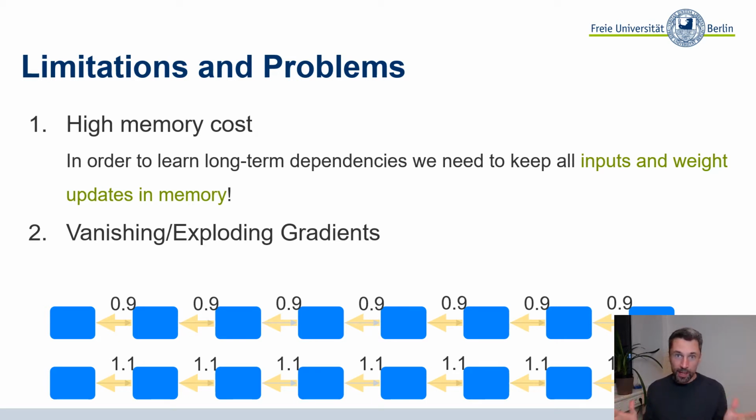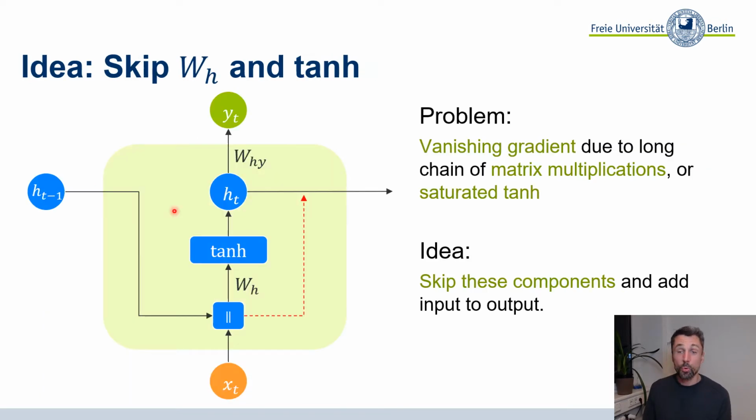But the sequence length isn't just limited by the memory footprint of those networks. We have severe problems with vanishing gradients. Exploding gradients are also a problem, but vanishing gradients are of much bigger concern. So why do we have vanishing gradients? Well, there are two components in this network.